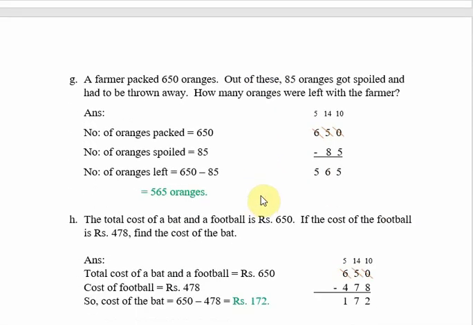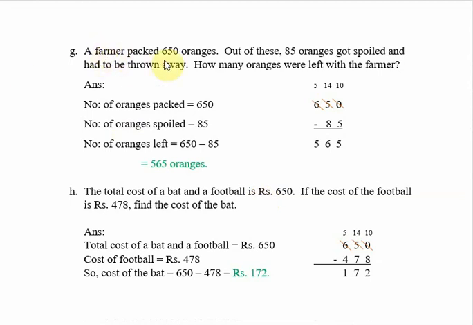Next, moving on to the next question. A farmer packed 650 oranges. Out of these, 85 oranges got spoiled and had to be thrown away. How many oranges were left with the farmer? So, there was a farmer who packed 650 oranges. So, when he packed it, it was all good. After some time, out of these 650 oranges, 85 oranges got spoiled and had to be thrown away. So, out of the 650, the farmer found that 85 oranges got spoiled.